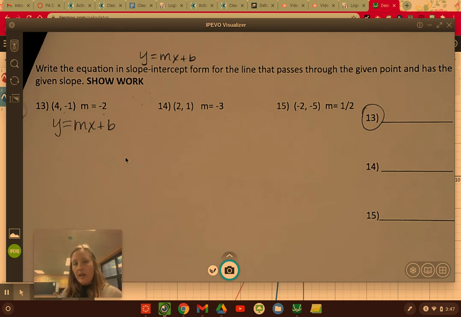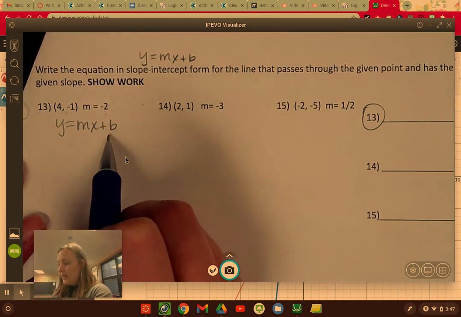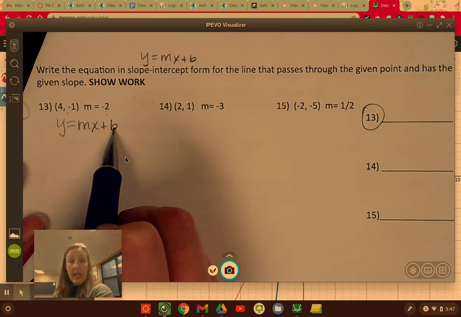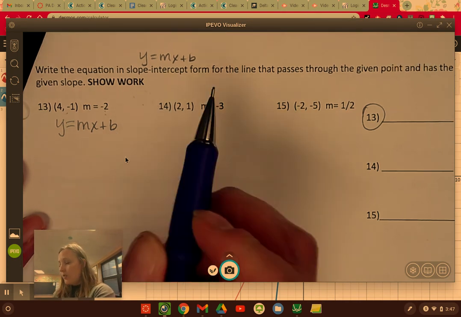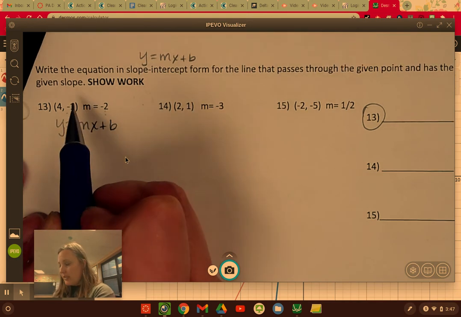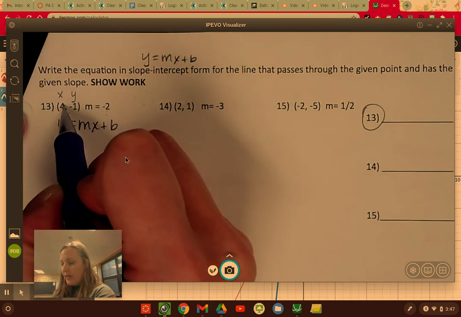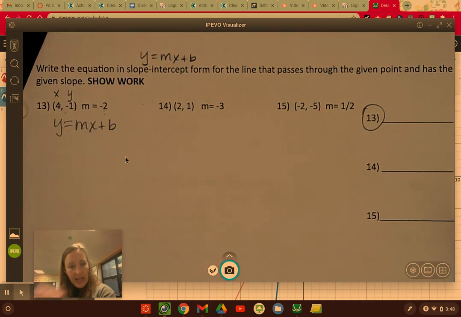Because when we are writing anything in slope-intercept form, a linear equation, we need the slope and we need the y-intercept, right? So slope, do I know it? Yes. Y-intercept, do I know it? I've got to find it. So we're going to use what we have. I have an x value and a y value, and I'm going to label them. This line goes through those points so I can use them.